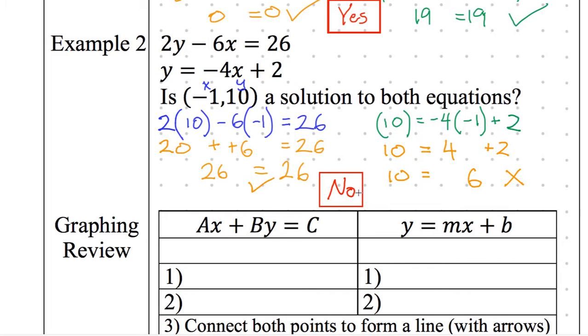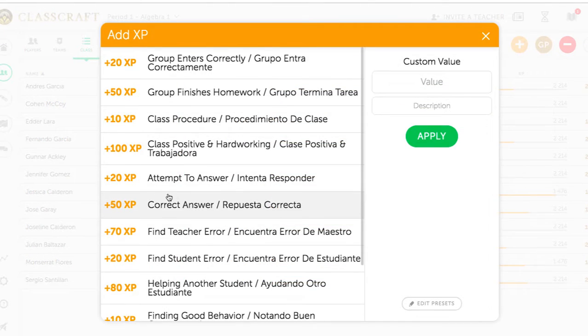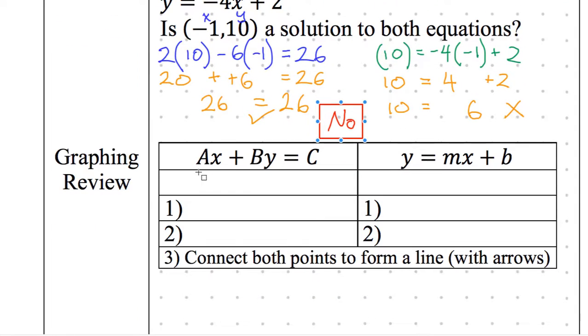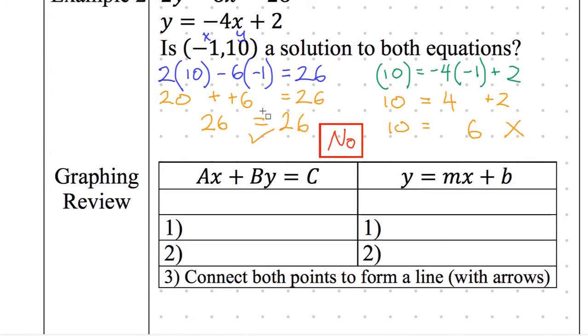All right, both of you turn in your cards. All right. So that is one homework assignment. Let's get ready for our next homework assignment.